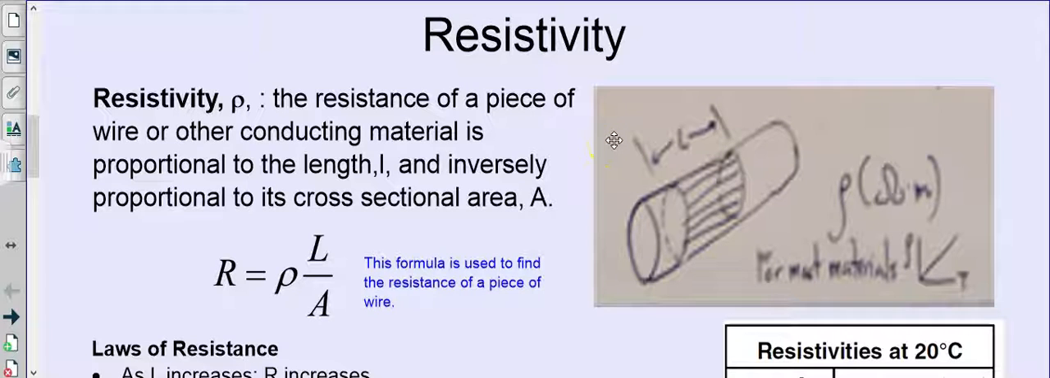Hello and welcome back to the next video lesson. Today we're going to talk about the concept of resistivity.